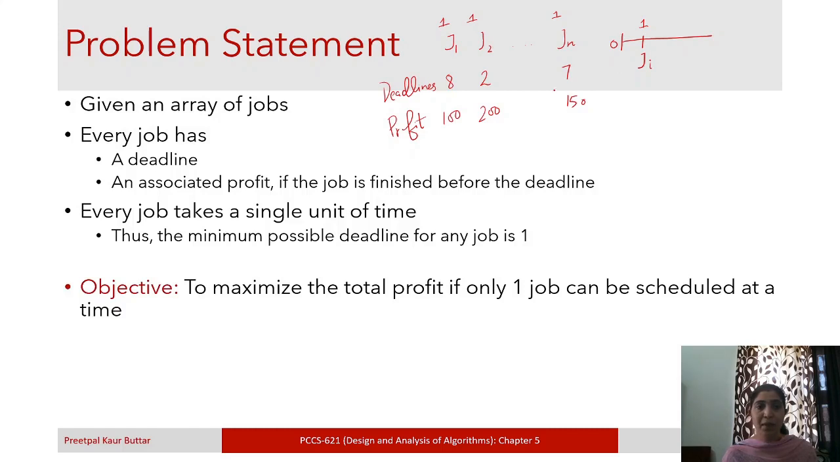So what is our objective? Our objective is to maximize the total profit if only one job can be scheduled at a time. So it is not possible that at the same time you are executing multiple jobs, Ji, Jj. Only a single job is possible at a time. This is the first assumption, and the second assumption is that each job takes a single unit of time.